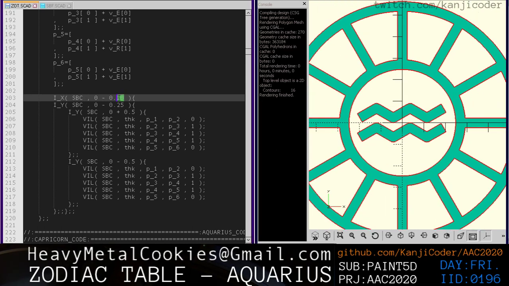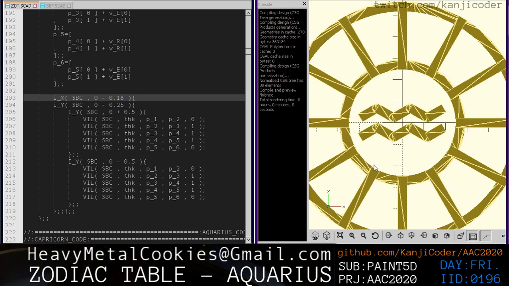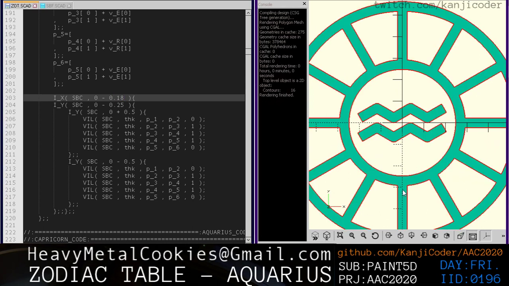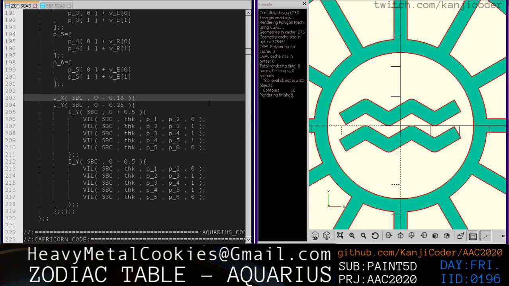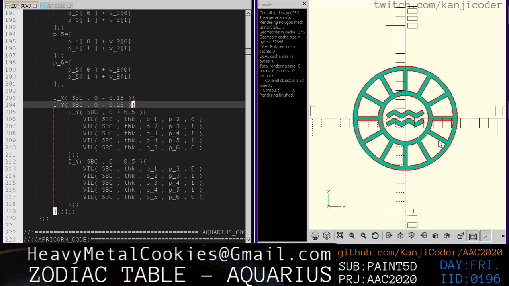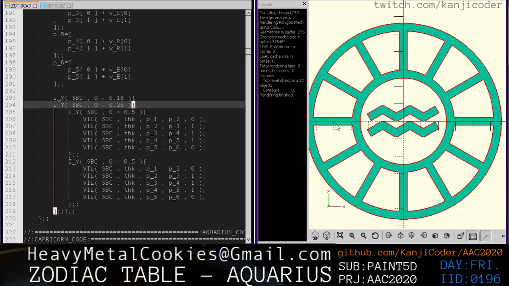We could try 0.18. See how that looks for a second. F4. Didn't really notice much of a difference. I'm going to go with that. I'm going to say, hey, that looks pretty good, right? And we'll ship that.